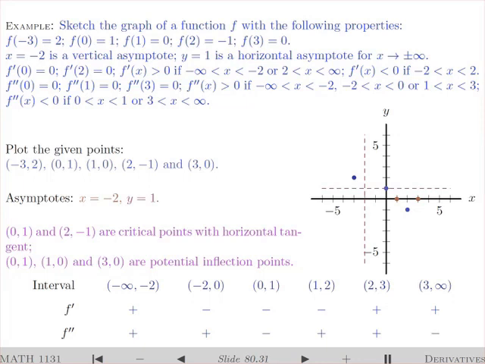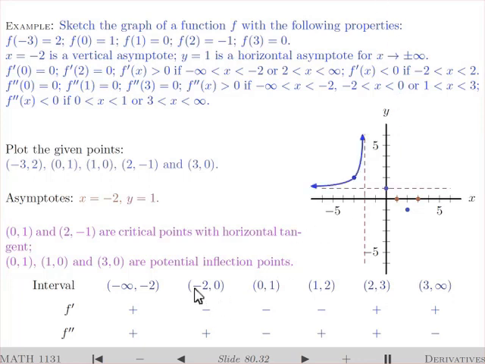Now let's translate this information into the graph. From -infinity to -2, f prime and f double prime are both positive. So the function is increasing and concave up. It must start close to this horizontal asymptote, go up through this point, end up close to this vertical asymptote, and it is concave up. So it must have a shape like this.